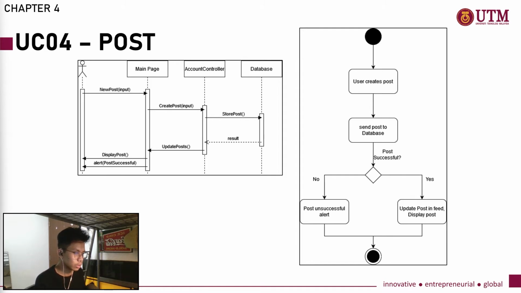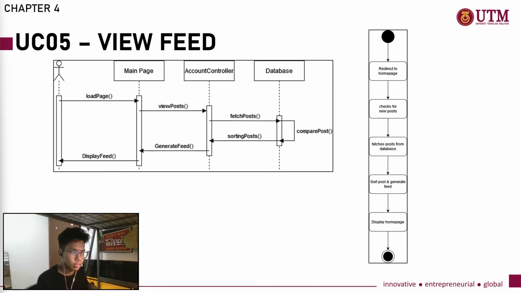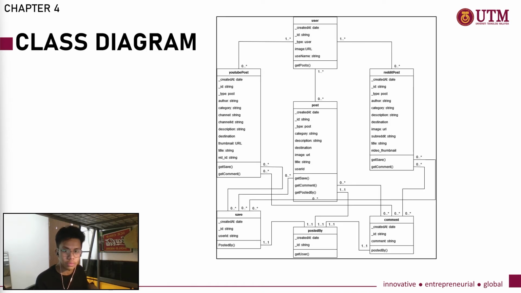Posting: the user creates a post, and then the post is saved and displayed accordingly on the website. Finally, viewing the feed: when the user goes to the homepage, it checks for new posts and fetches posts from the database, and then it sorts and generates the feed accordingly, and finally displays them.